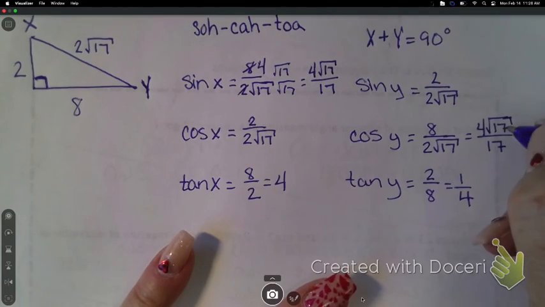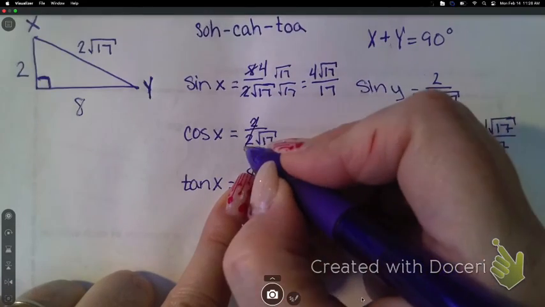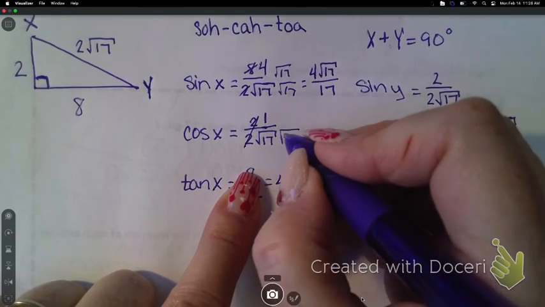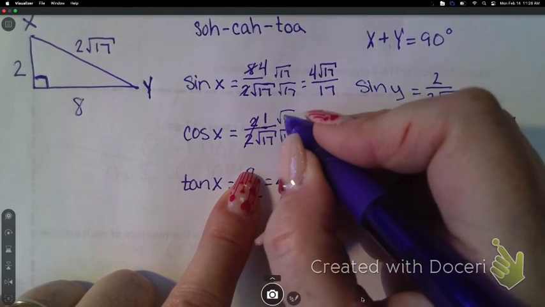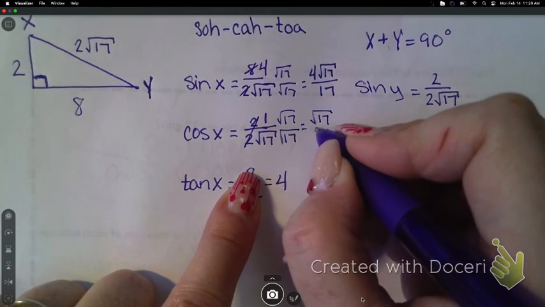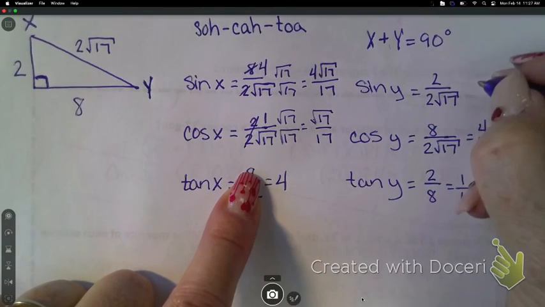Okay. So now cosine, they reduce to 1, don't you? The 2's. So I multiply the top and bottom by what? Square root of 17. So that gives me square root of 17 over what? Just 17. And that goes where?